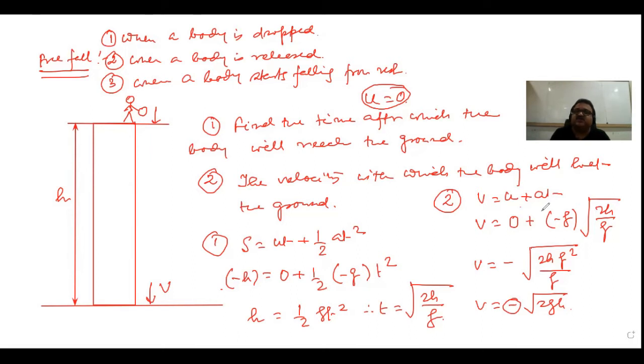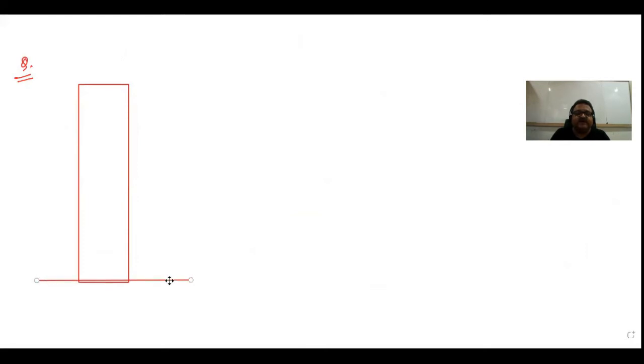So let's solve a problem related to this. For example, take a question like this. There is a 100-meter tall building, and a person is standing at the top of the building. This is ground level, and the height of the building is 100 meters.